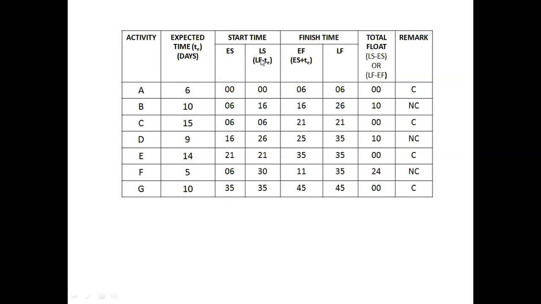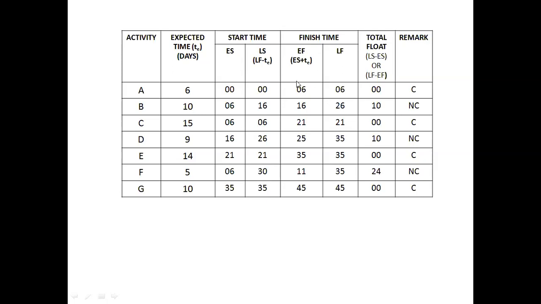Latest start time is equal to latest finish minus expected time. So that is 6 minus 6, which makes 0. And for activity B, it is 26 minus 10, that is 16. For activity C, it is 21 minus 15, which makes 6. Like that, we have calculated for the remaining activities.